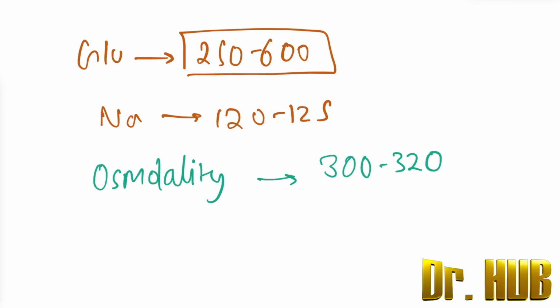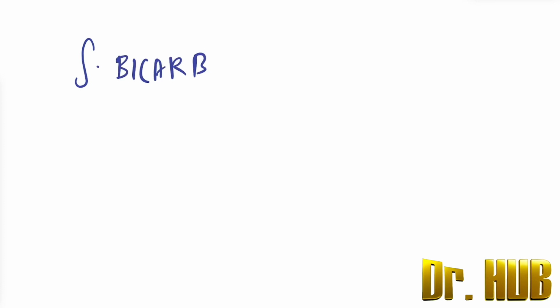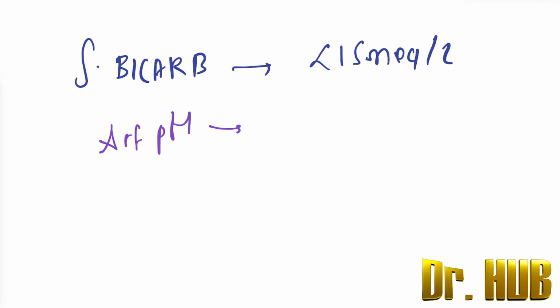Then looking at the plasma ketones, they will be very high, positive. Then moving on to the serum bicarbonate. Serum bicarbonate will be less than 15 milliequivalents per liter. Then arterial pH. It is going to be 6.8 to 7.3.